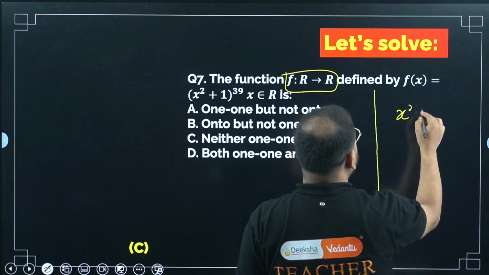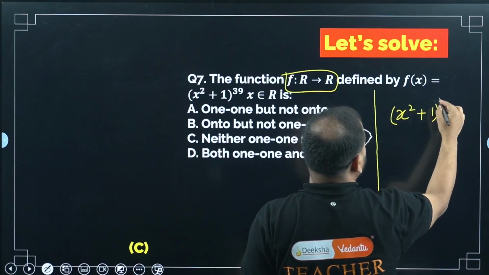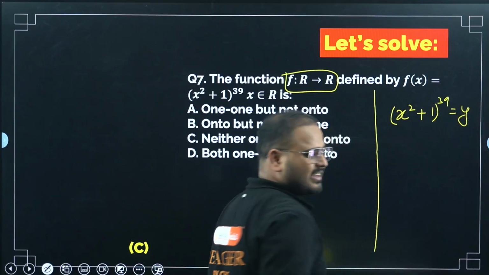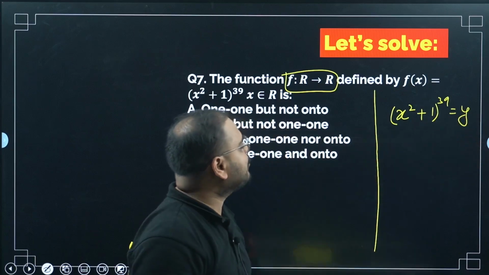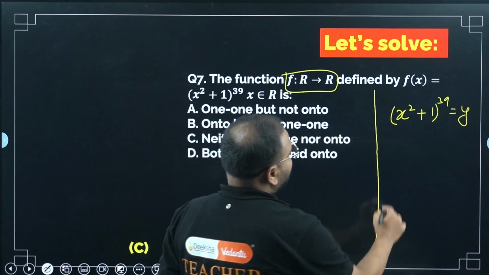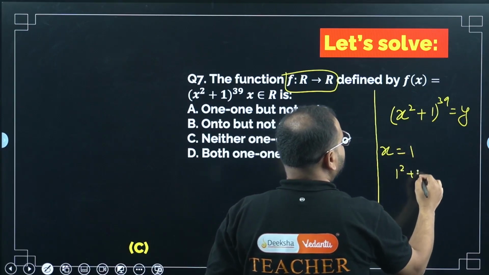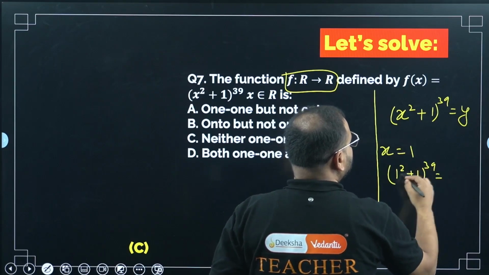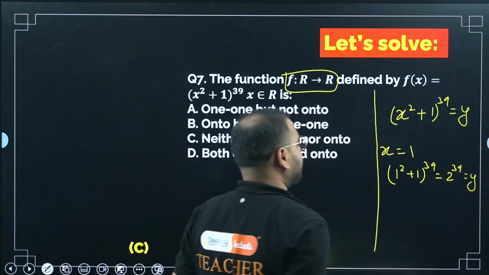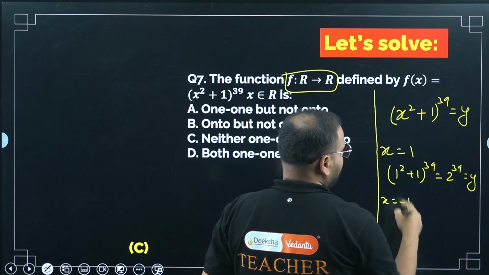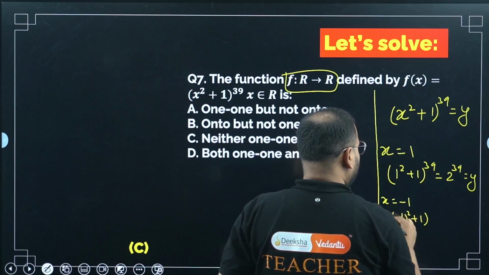No problem, sir. We will solve: x square plus 1 to the power 39 is my y. I can take the function as y, I should not be worried. Okay, f x is y, no problem. If I take x as 1, what is this going to be? 1 square plus 1, power 39. So 1 plus 1 is 2, so 2 power 39. My y value is 2 power 39. Take x as minus 1. Let's do it. Minus 1, what will this be? Again, minus 1 square plus 1, power 39, sir.